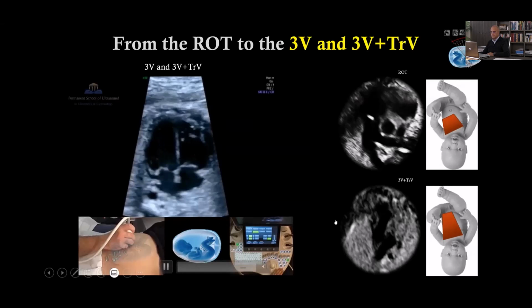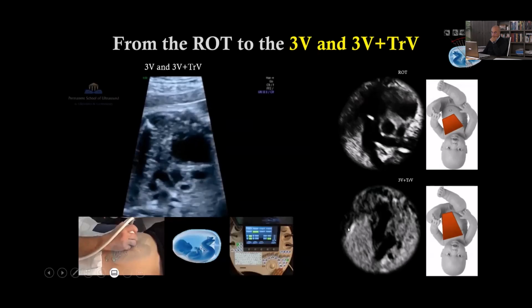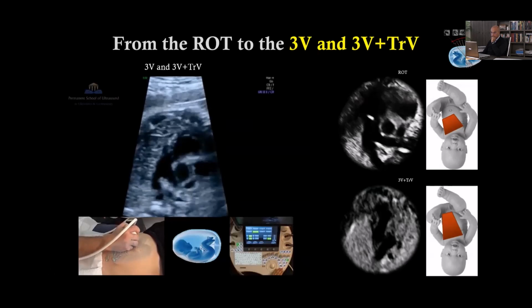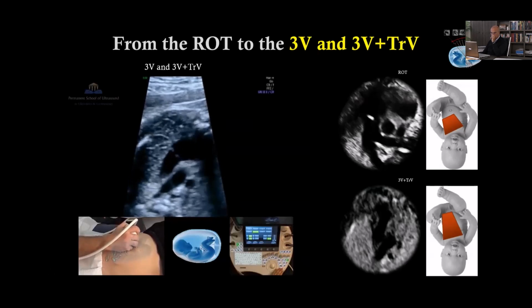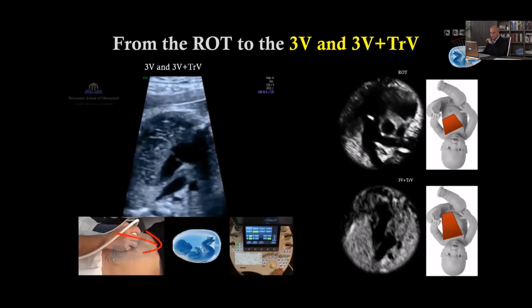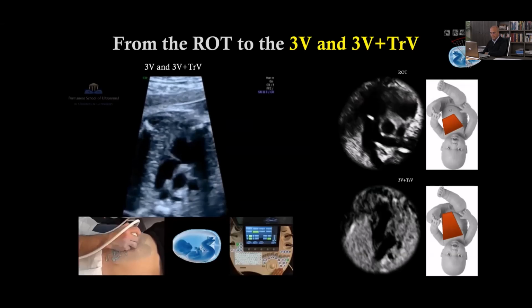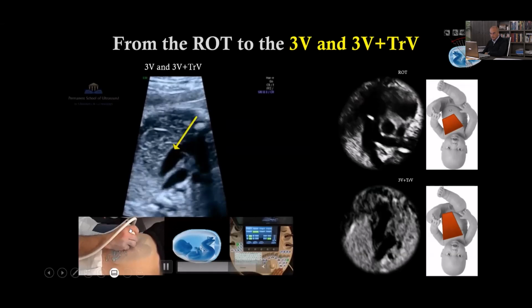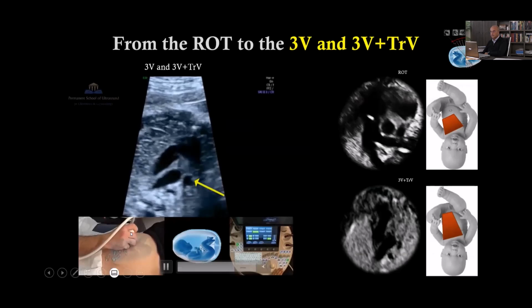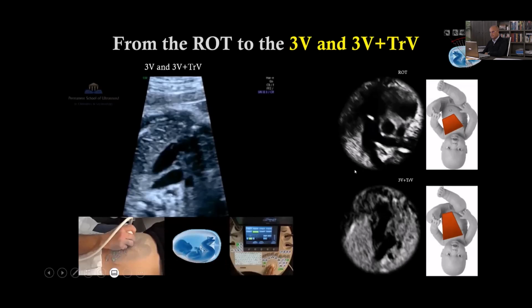You can see here, look at the hand and the probe movement, starting from the right outflow tract. You have to push a little bit more and tilt a little bit more toward the fetal head and reduce very slightly the rotation, as you can see here. This way, you can get the three-vessel and trachea view. You can see here the pulmonary artery, the aorta, the superior vena cava, and the trachea.